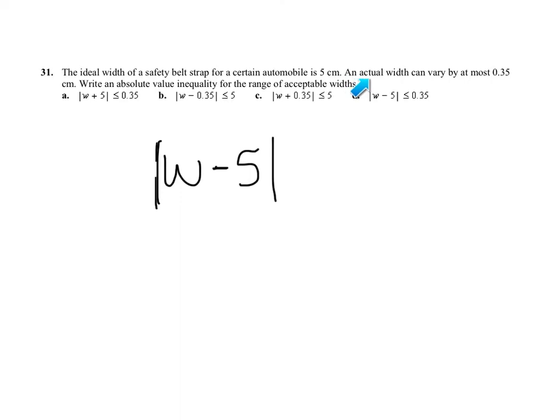All right, then it says an actual width can vary by at most 0.35, which means it has to be within 0.35 and not over it, but inside of 0.35. So that's why we use less than or equal to 0.35. There's going to be a difference between the perfect world and what actually comes out, and that's why we do subtraction. And that difference has to be within 0.35. So our answer for this one should be letter D.